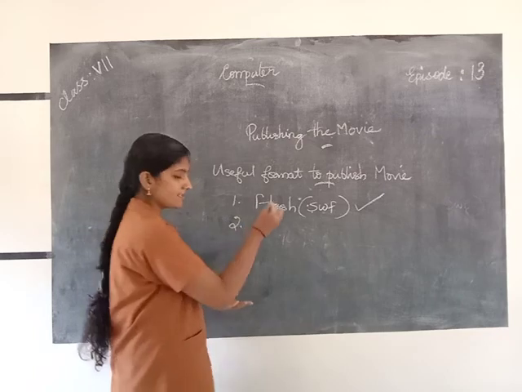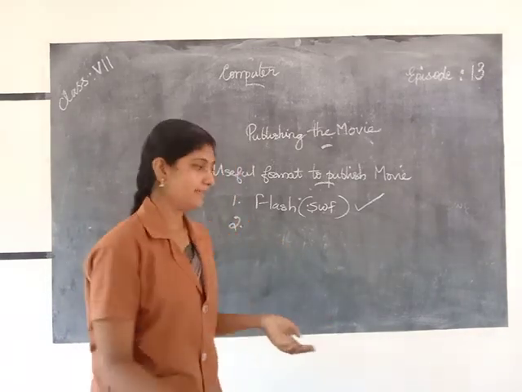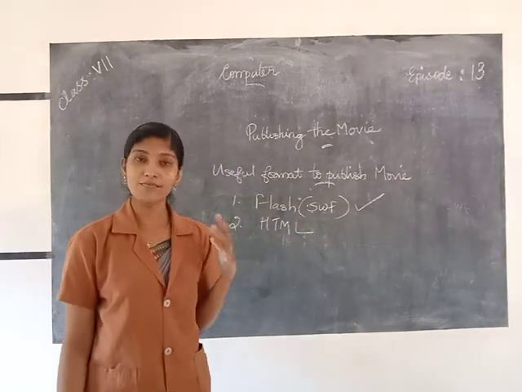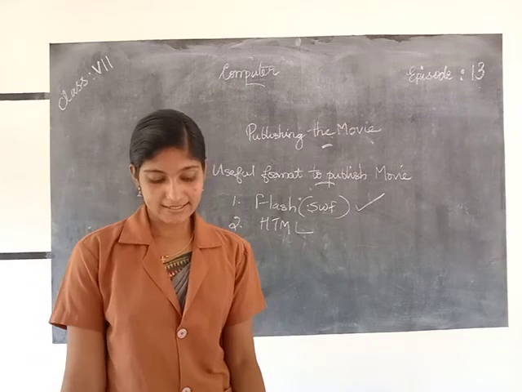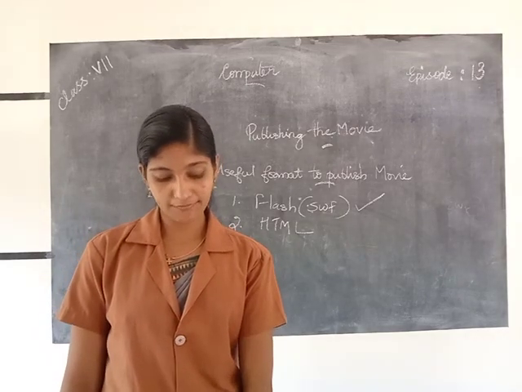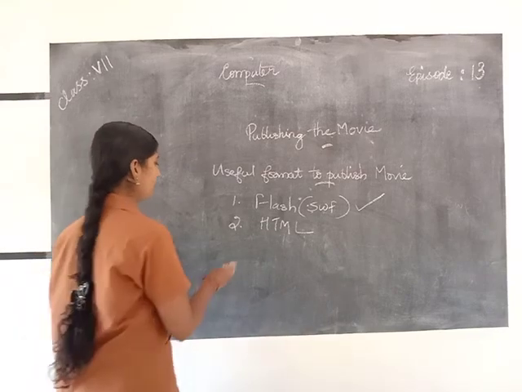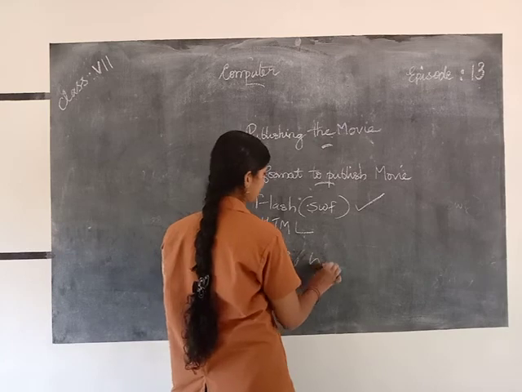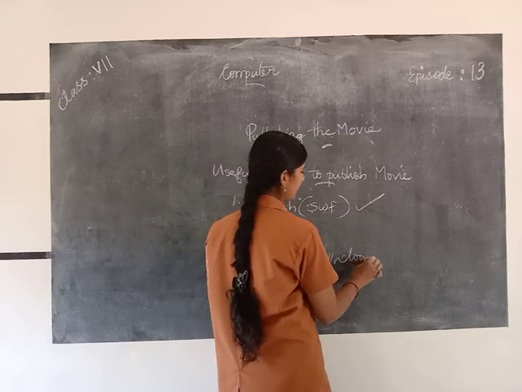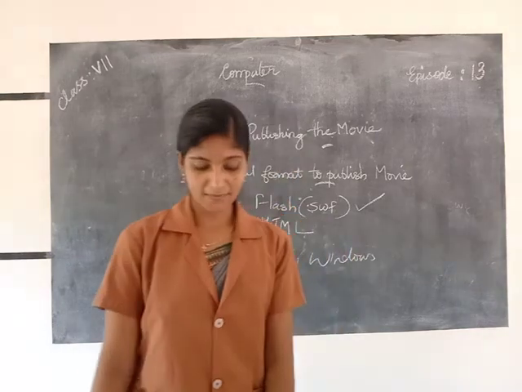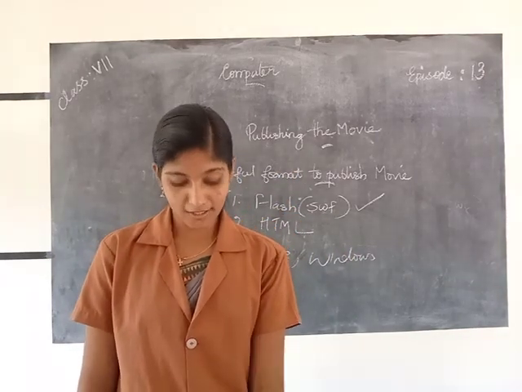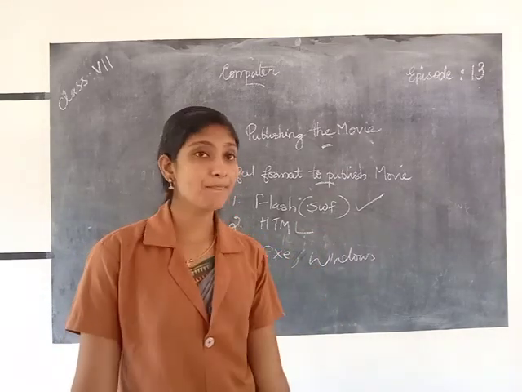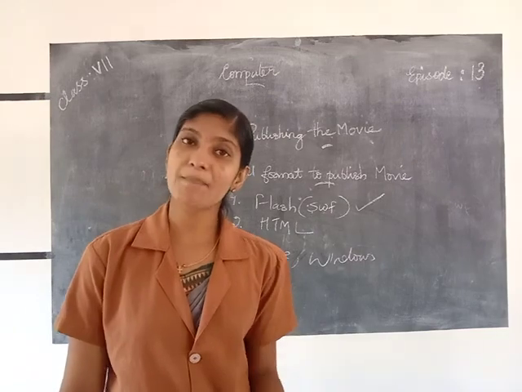And the second one is HTML. We know HTML holds the saved Flash file, and it is the HTML page for your Flash movie. Then another format is .exe. We know .exe is the extension of Windows files. This option creates a standalone Flash projector that runs without the help of a browser. So there are three important format extensions used to publish the movie.